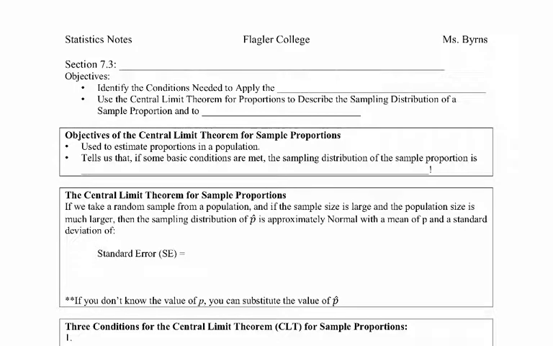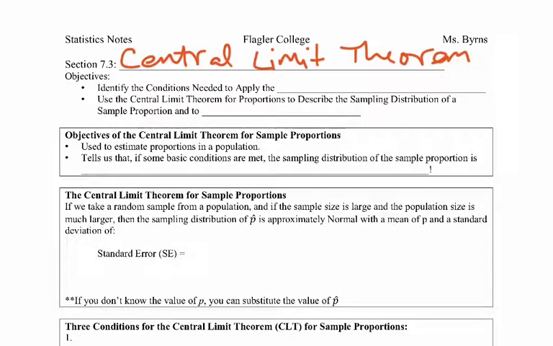So let's take a look at section 7.3, and the title of this section is called Central Limit Theorem. So we're going to learn about this theorem that's going to help us to make estimates about a population.